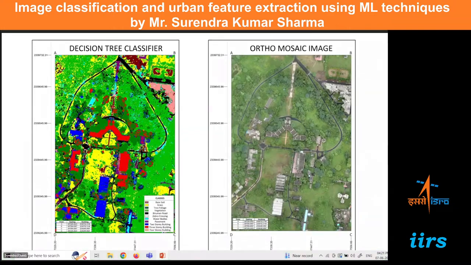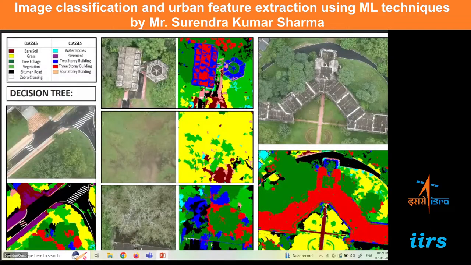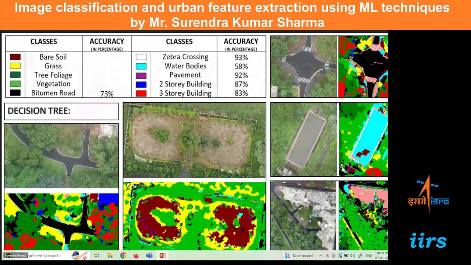And these results are obtained using the decision tree classifier algorithm. If we look closely, you can see this tree here was again classified as a 2-story and 3-story building. And here you can see this is a water tank. So this is a water body, and in between it is detected as bare soil.